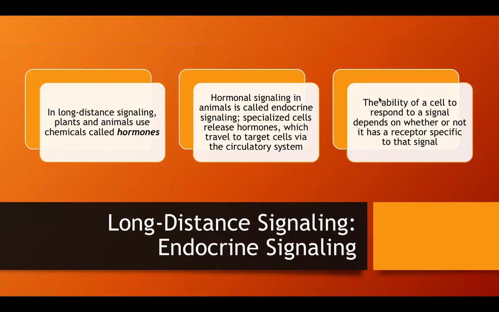Now, long distance signaling, again, is going to be your endocrine signaling, and endocrine signaling is going to use your hormones. These chemical hormones are actually going to travel through the bloodstream, through the circulatory system, and then reach their target cells. Remember, the ability of a cell to respond is strictly dependent upon whether or not that cell has a specific receptor for the signal that has been released.